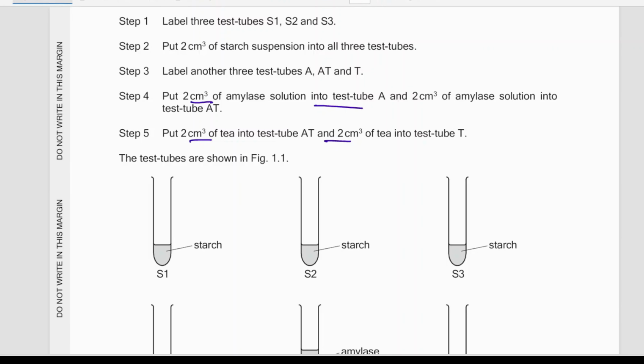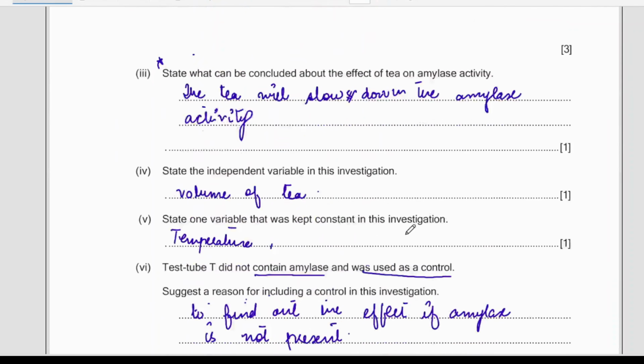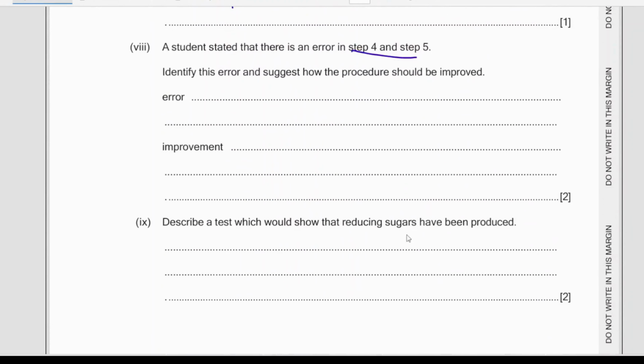So test tube won't give the, wait, where is it? Wait. No, no, no. What was I going to write? What did I tell you?